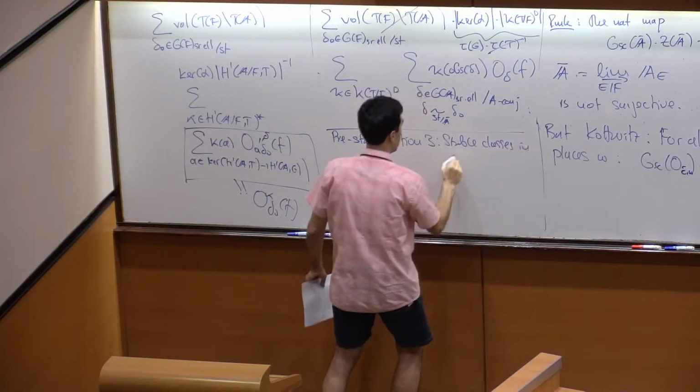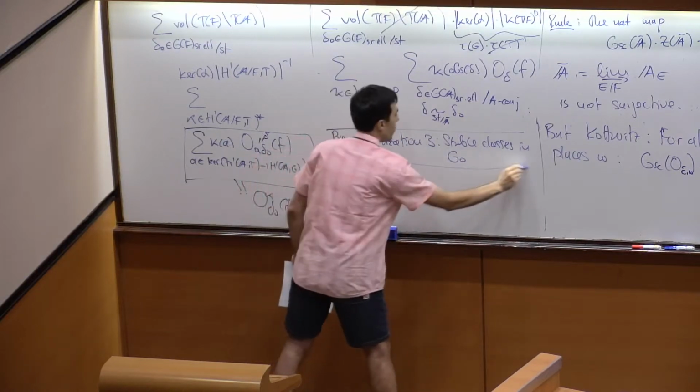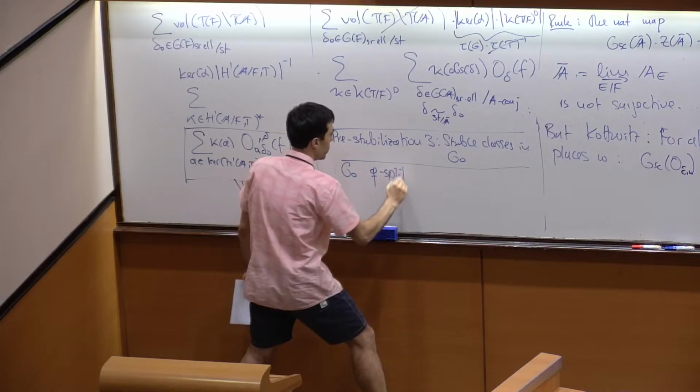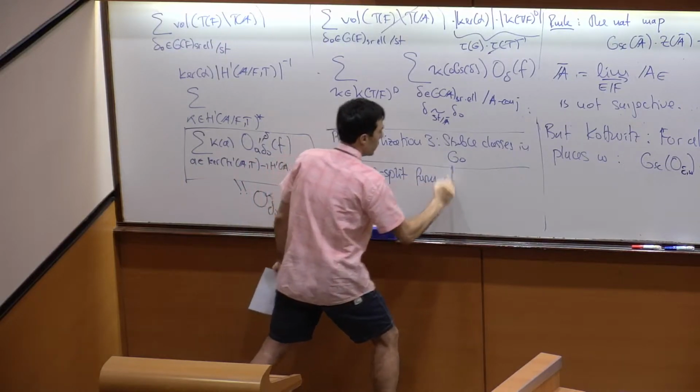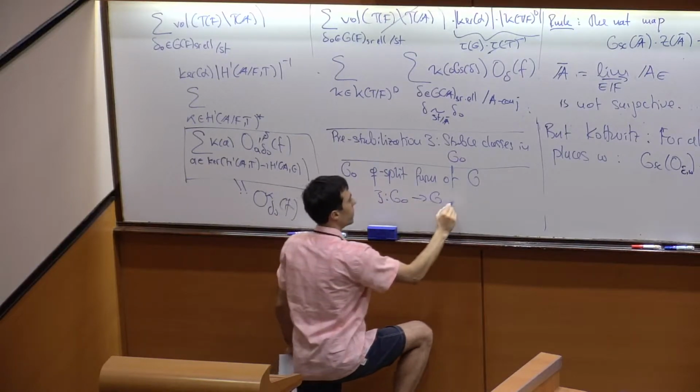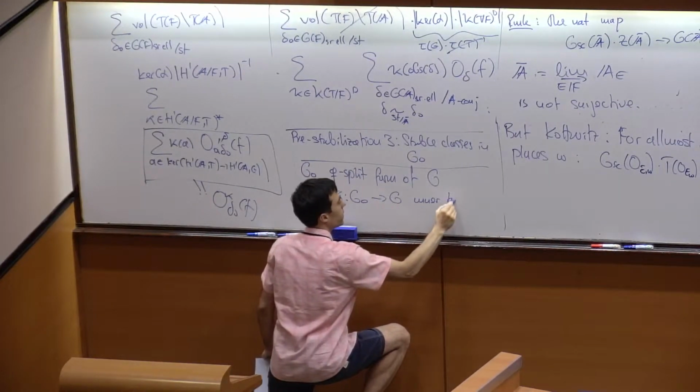Stable classes in G0. So I'm going to take G0 to be the quasi-split form of G, and I'm going to take psi from G0 to G to be the inner twist.